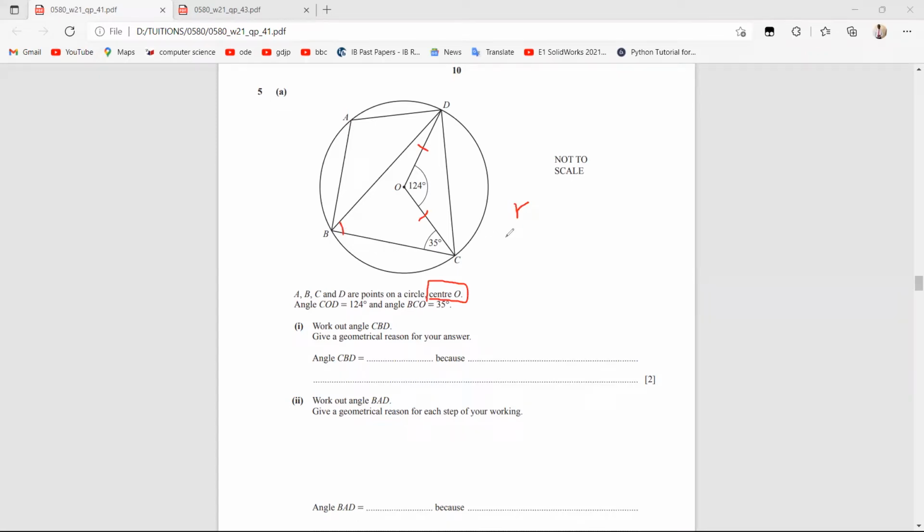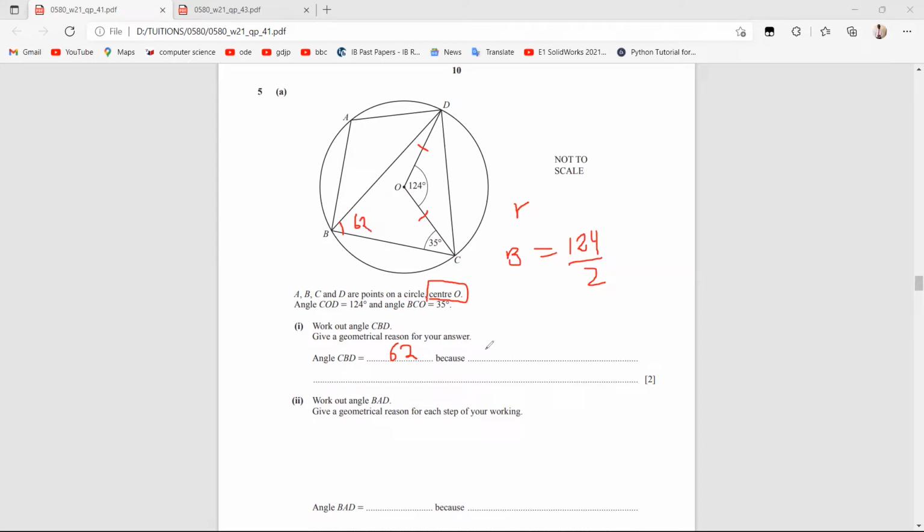If you look at CBD, the angle at B, together with the angle at O, they are all subtended by CD, all right? So CD is subtending angle O at the center. It's also subtending angle B at the circumference, okay? So that simply means that angle at B is 124 divided by 2, all right? Which will give us 62. So 62 is our answer for CBD, all right? Let me just label it there.